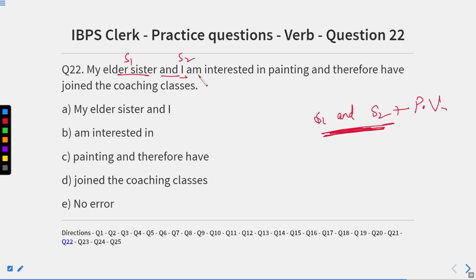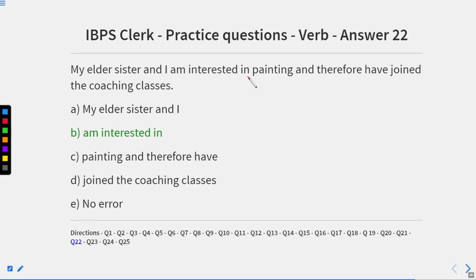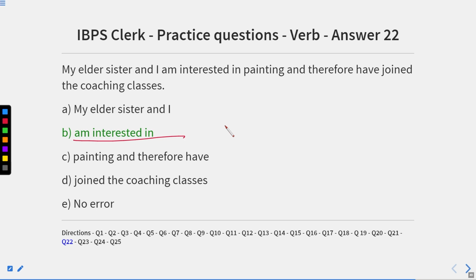So here we have subject one and subject two, that is my elder sister and I. These are two people, and whenever we have two persons or people, it is always followed by the plural form of the verb. So this "am" is incorrect over here. It should be replaced with "are", because we are talking about two persons, not only one person. So here the answer is B, that is, "am" should be replaced with "are".